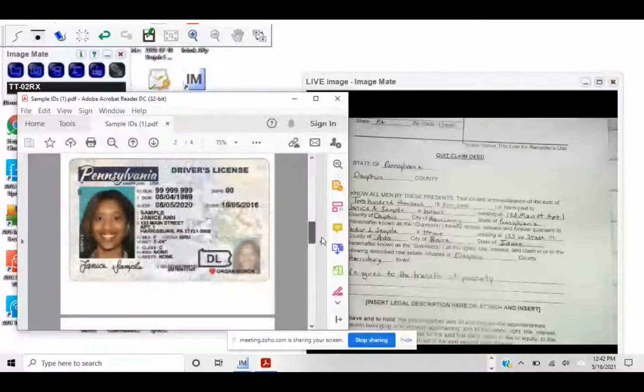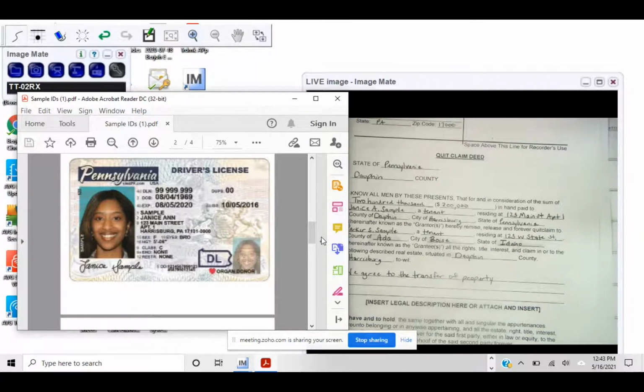So first off, we're going to confirm Janice's ID. Once you explain the terms, she tells you she has the witnesses. Make sure you tell them to have valid identification. Then you tell her the fee that you're going to charge, and then you meet up, and here we go.